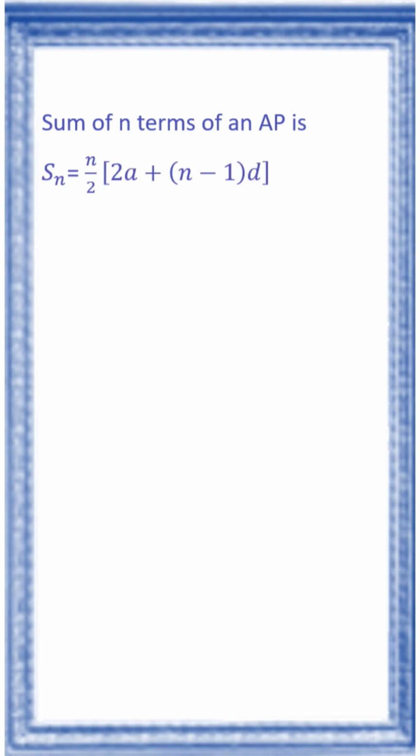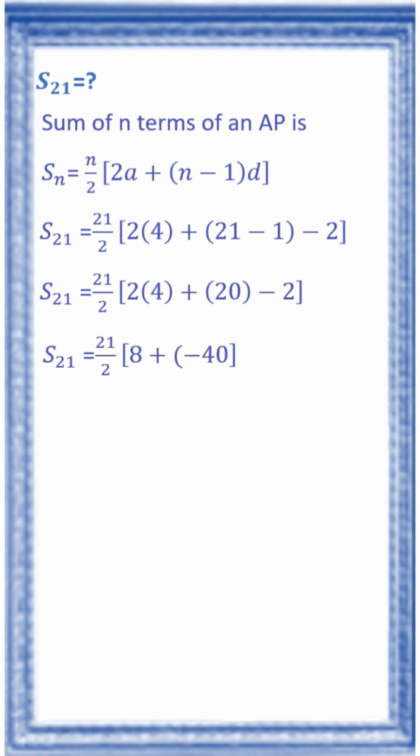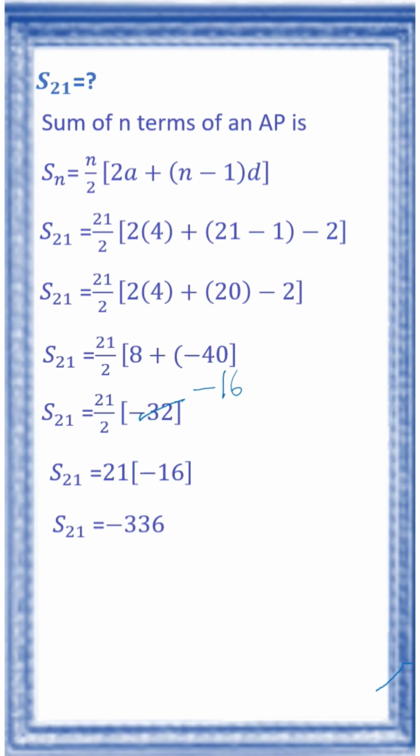Now let us find the sum of 21 terms of an AP. How can you find? By using the formula Sn is equal to n by 2 into 2a plus n minus 1 into d. Now let us substitute the values. You know all the values. Okay. Here 2 ones are 2, negative of 16. 21 into negative of 16 is equal to how much? Minus 336.